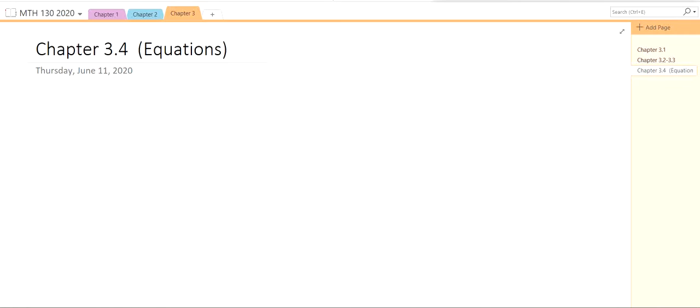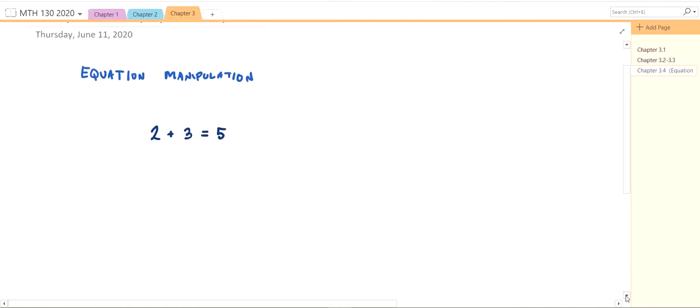All right, in section 3.4, we're going to talk about equations and kind of formalize the approach, some of which we've been using already, to equation manipulation. So let's start out by looking at a very simple equation. 2 plus 3 equals 5. And let's talk about how we are going to manipulate equations to help us solve for different things we want to solve for.